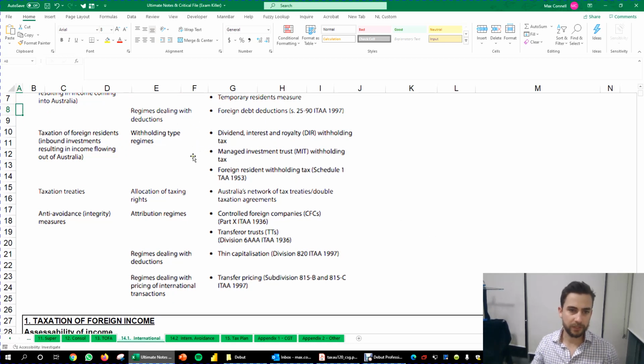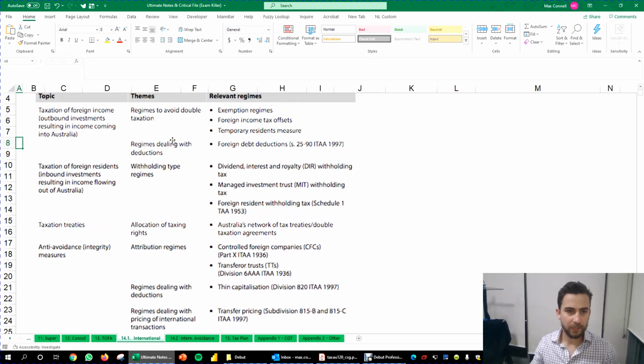Now the second topic is taxation of foreign residents. And that's basically when income is earned in Australia by people who are tax residents overseas. For example, a Hong Kong resident who earns shares in the Australian stock market.